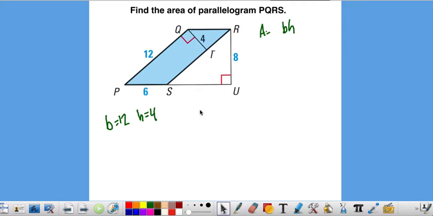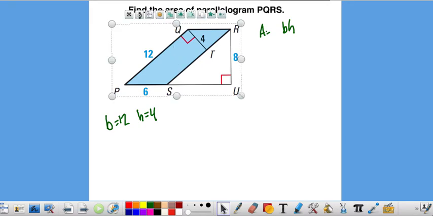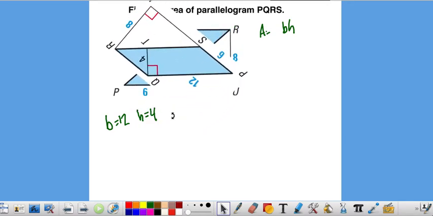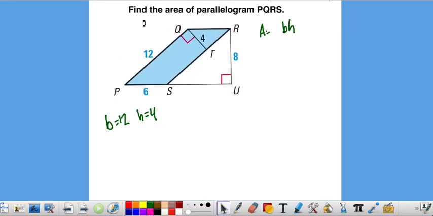And to maybe think through this, you might need to flip the picture in your mind. But we have a 12 there and a 4 there. Never mind the back picture. So when you do the formula this way, area is 12 times 4, which is 48 square units.